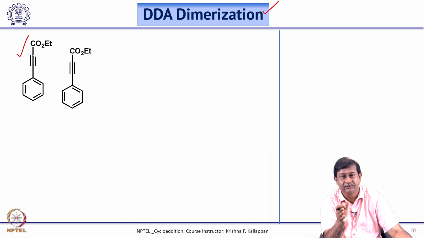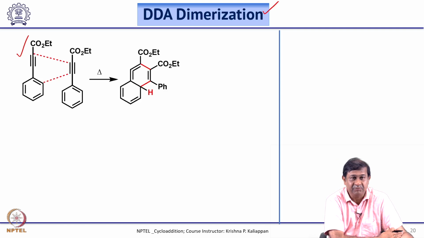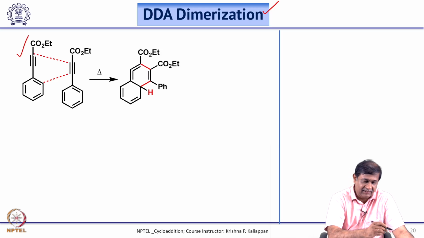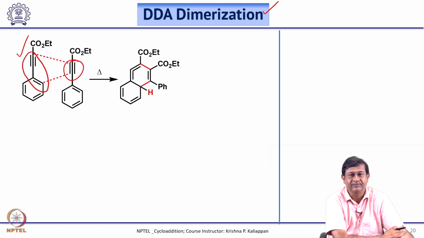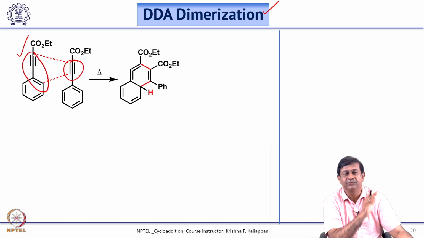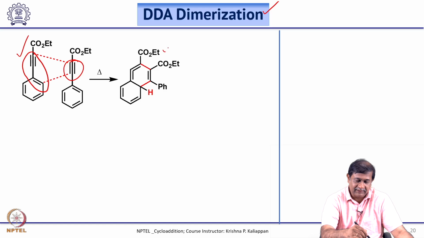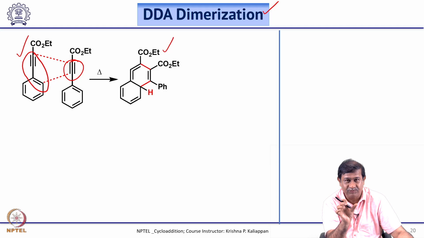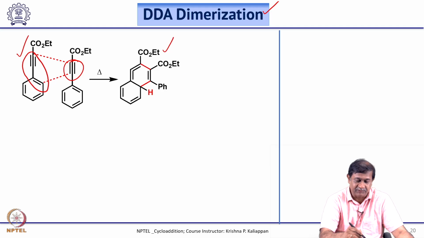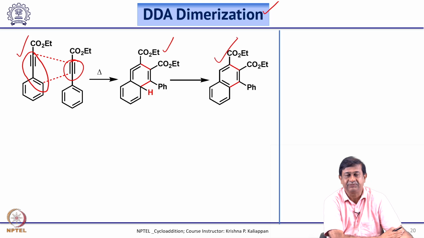It can also undergo dimerization in the process. So how does it happen? This is the enyne portion and this is the alkyne portion. When these two combine, you get this Dehydro Diels-Alder product. As we have seen in the simple example where you formed a benzene ring, now the 1,5 hydrogen shift will give you the substituted naphthalene derivative.